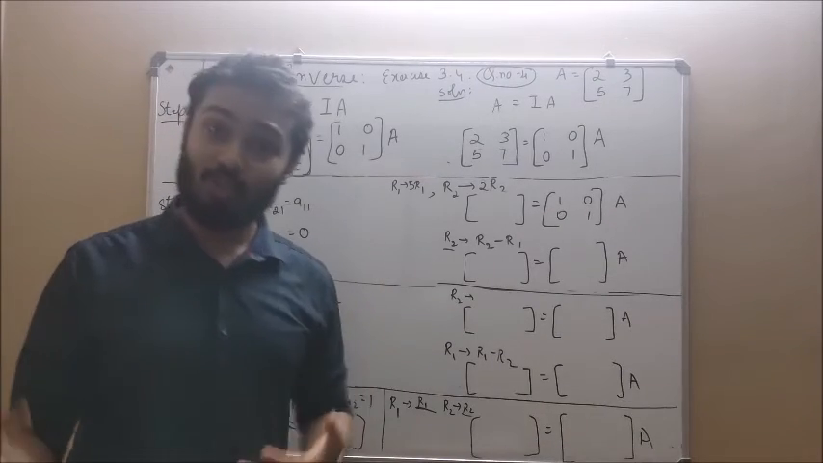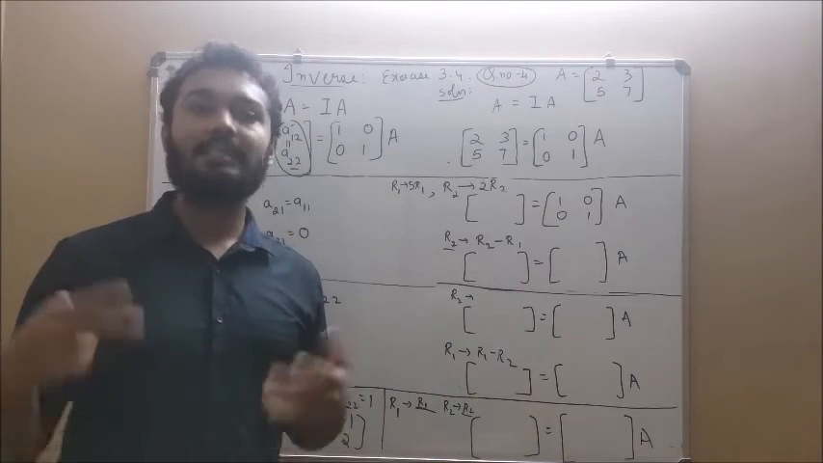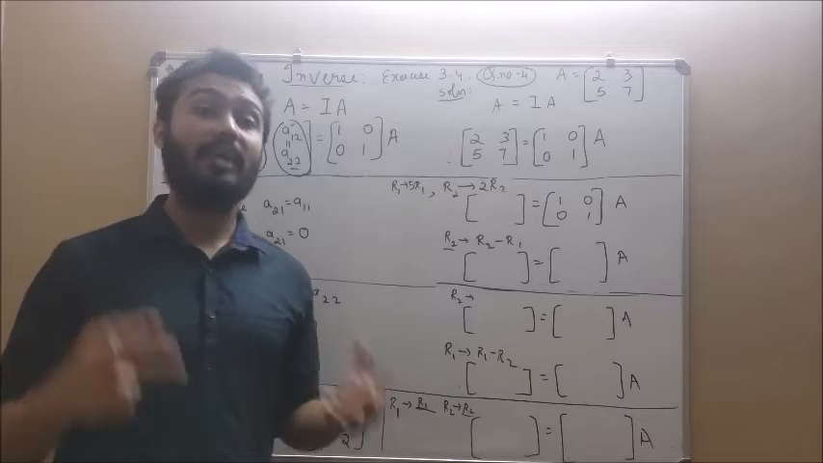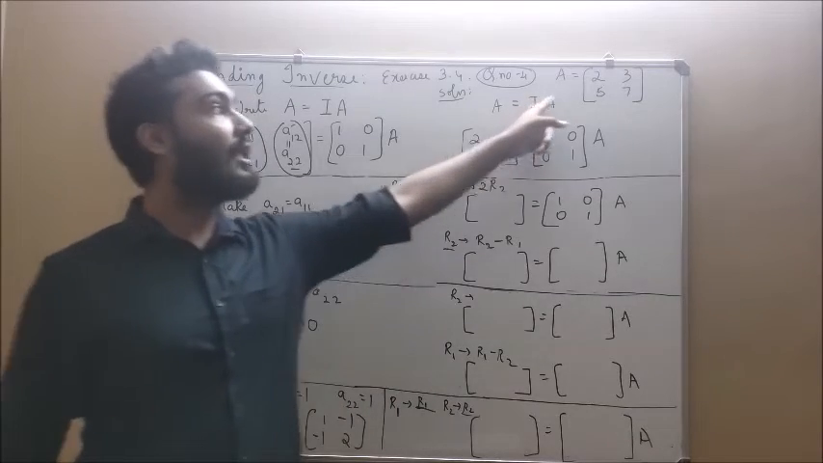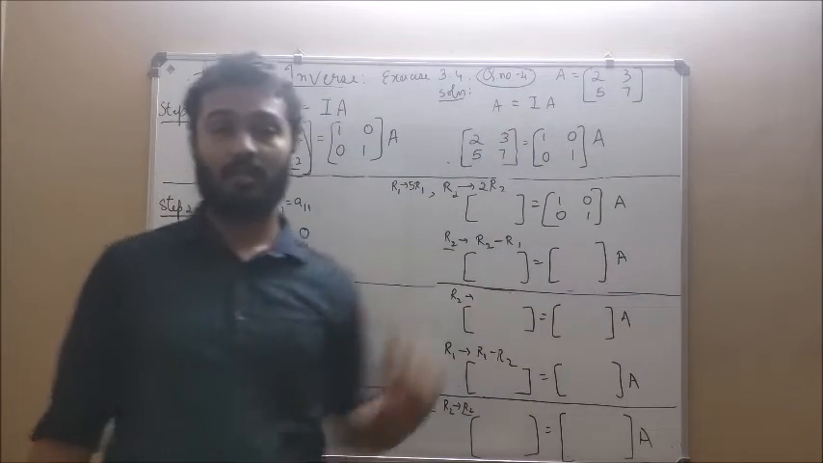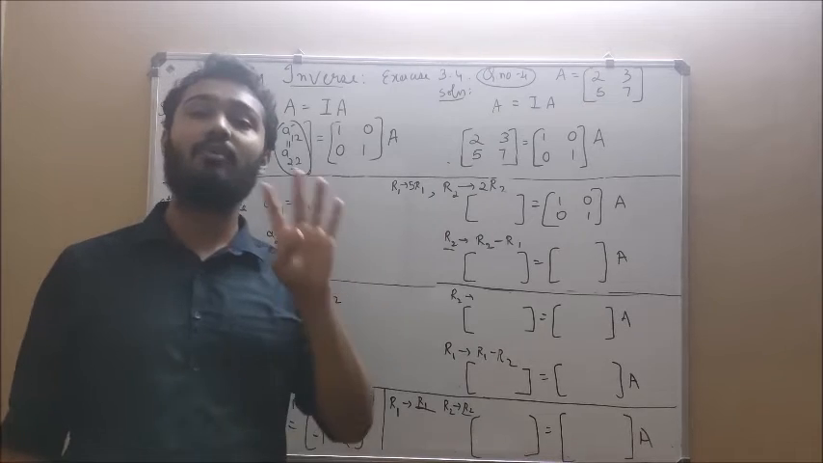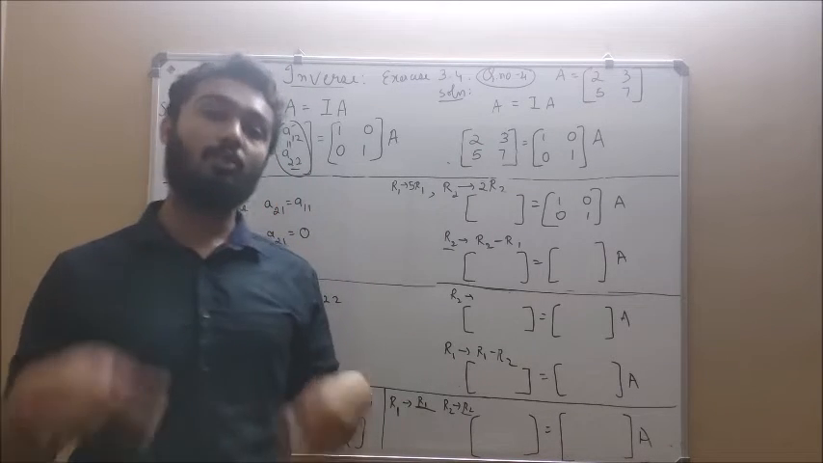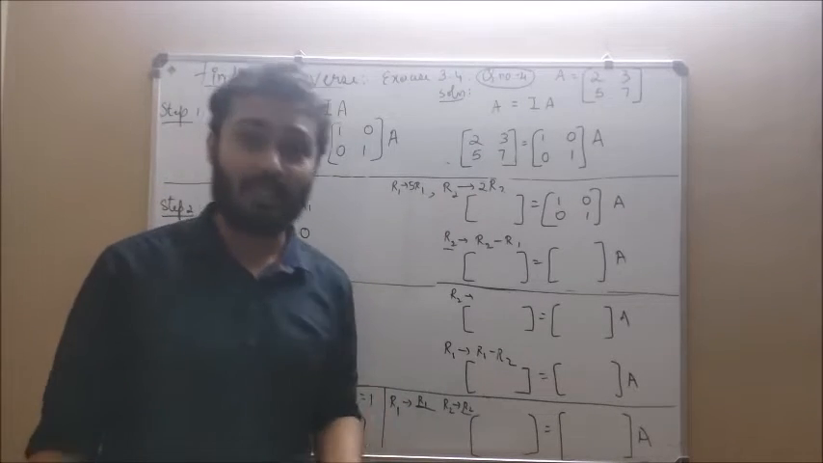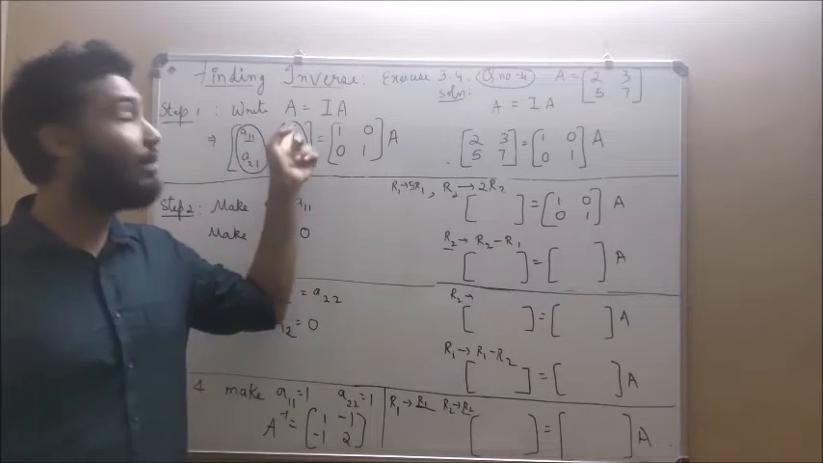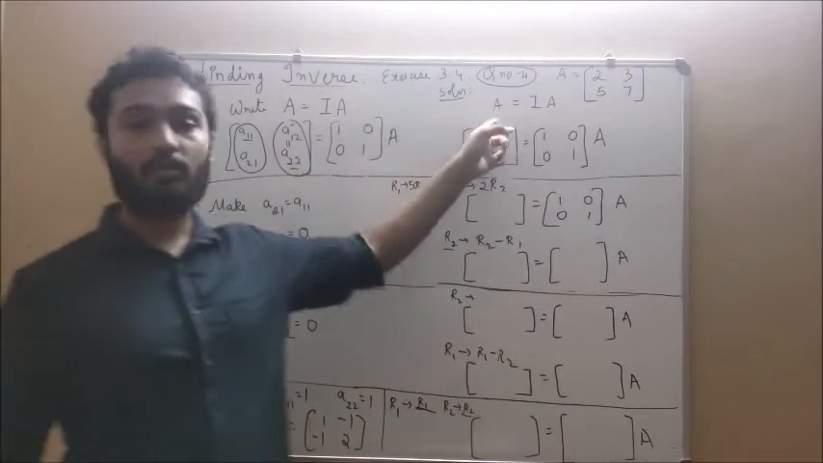Next, we'll do one more sum in exercise 3.4, that is finding the inverse of the matrix A equal to 2, 3, 5, 7. Now you know how to find the inverse. We have 4 steps. We'll do it once more. What is step 1? Step 1 is write A equal to I into A.